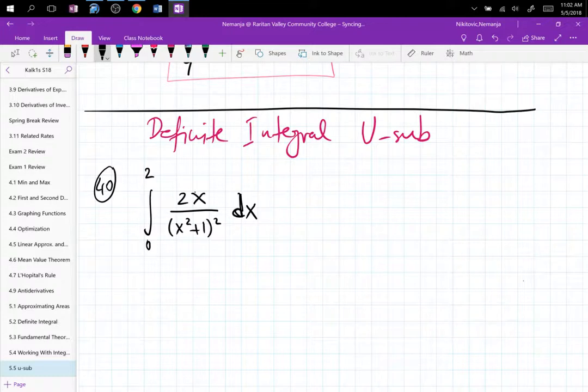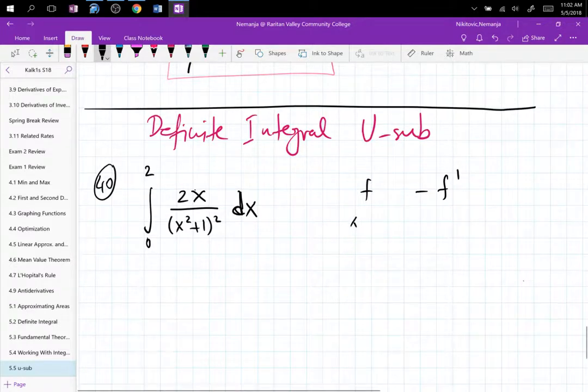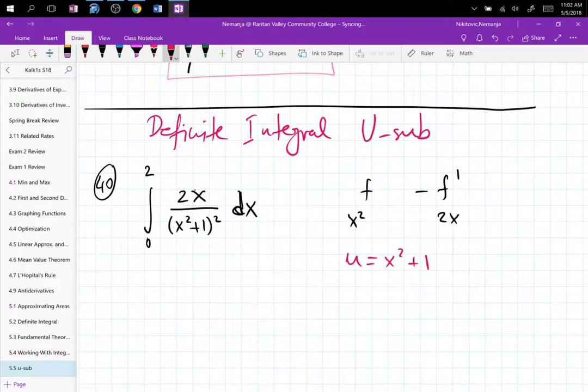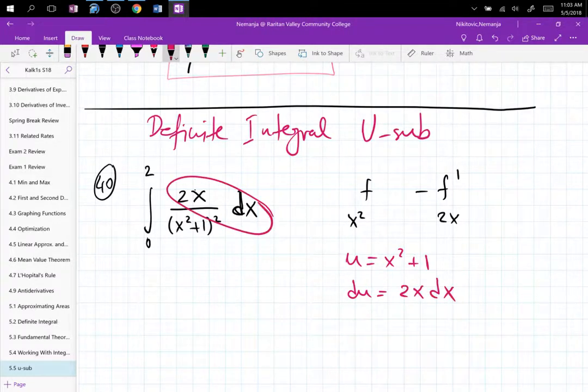Now again, we're looking for function derivative pair first. And if I have that, then I can figure out what u is. So for function, I'm going to pick x squared because its derivative is 2x, which is on top. So that's great. So what's u? U is going to be x squared plus 1. And then du is 2x dx. Nice. I already have 2x dx. I don't even have to fix the constant. That's perfect.